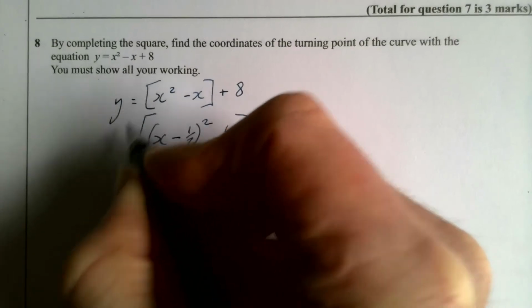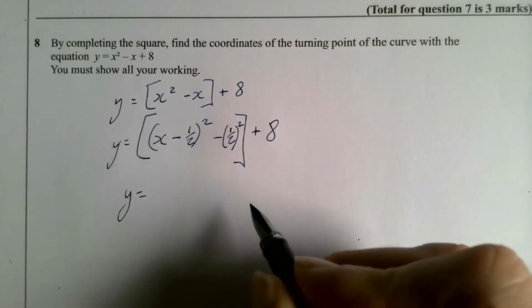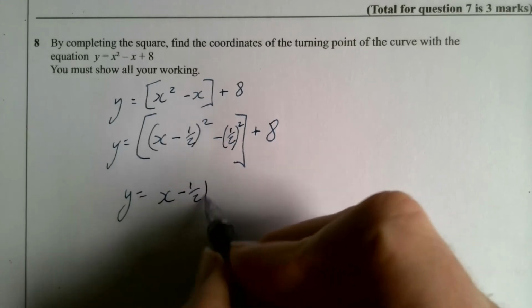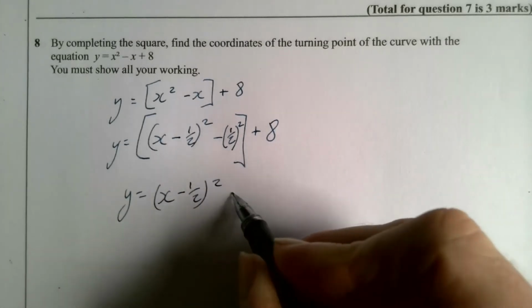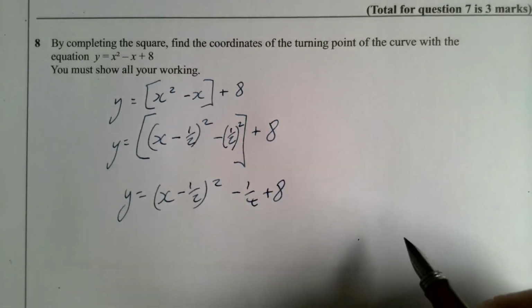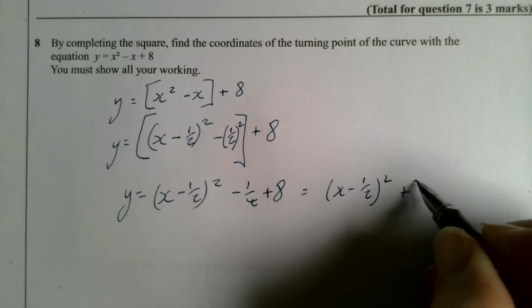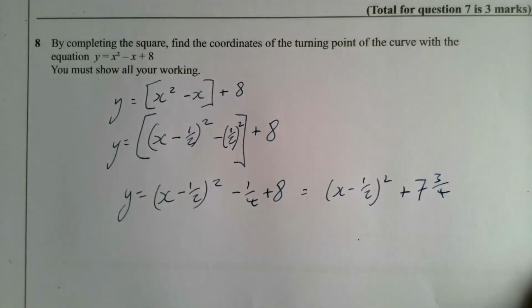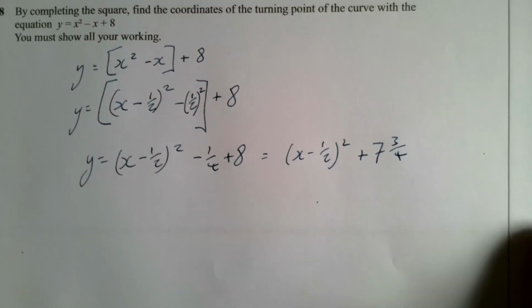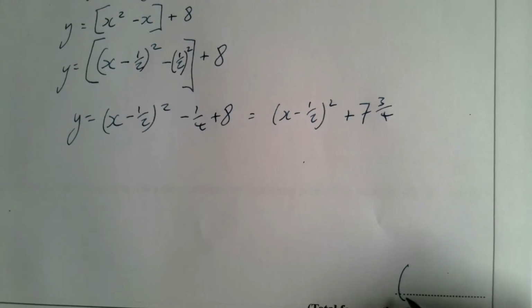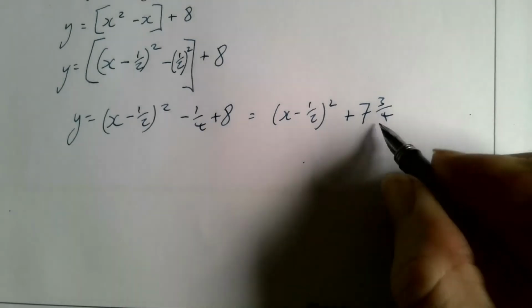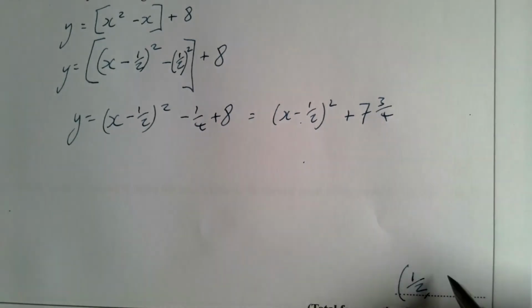So this is what y equals. That should have then given us (x take a half) squared. A half times a half is a quarter, take a quarter plus 8. And that's going to be (x minus a half) squared plus 7 3/4, or 31/4 if you did it that way. So our final thing is, you need positive a half to make that bracket equal 0, and that is our y value when this is equal to 0. So 7 3/4, or 7.75, or 31/4.